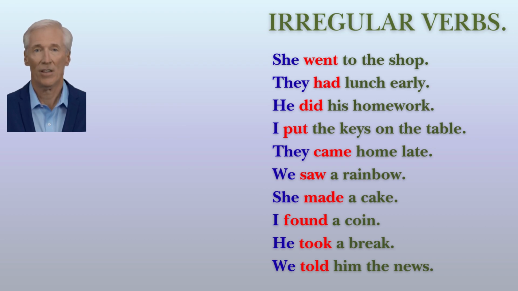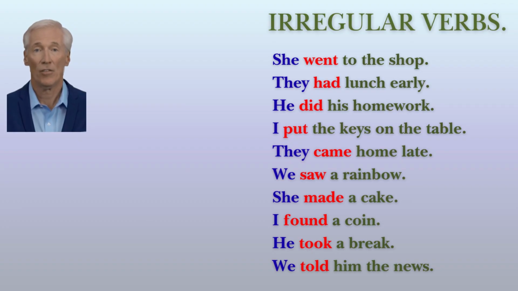Interesting fact. Some irregular verbs like put don't change at all between their base form and their past simple form. This makes them tricky because you rely entirely on the surrounding context, like a time marker, to know that the past simple is being used.